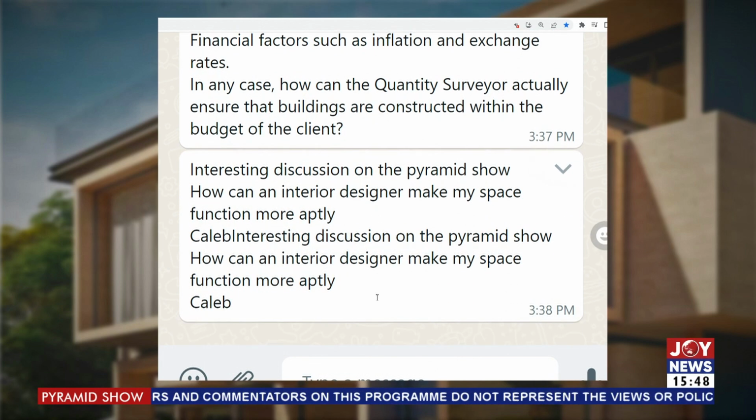Interesting discussion, thank you. How can an interior designer make my space function more aptly? That's coming in from Caleb.